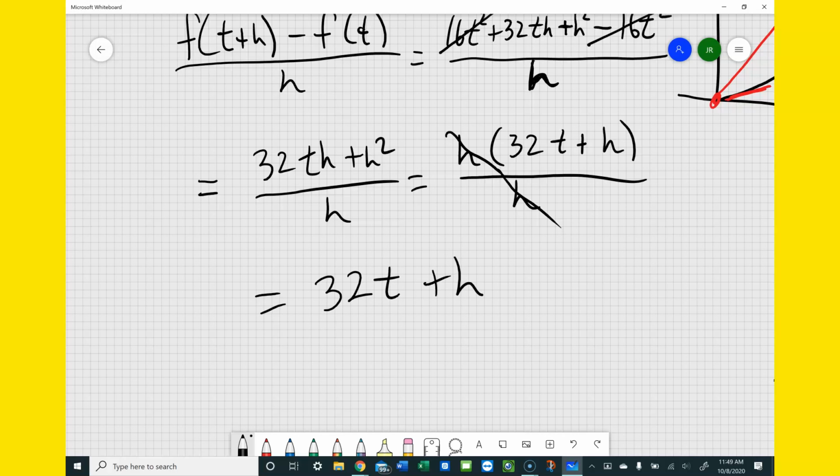But what did we say about h? h is becoming nothing. It's approaching nothing. How close is it to nothing? It is as close as you can imagine, and then more. It's so close you can't stand it. So that means that this is 0. This goes to nothing, which means we're left with 32t.